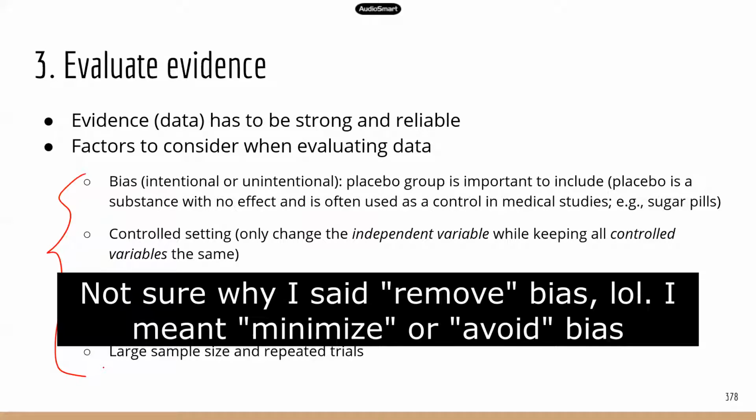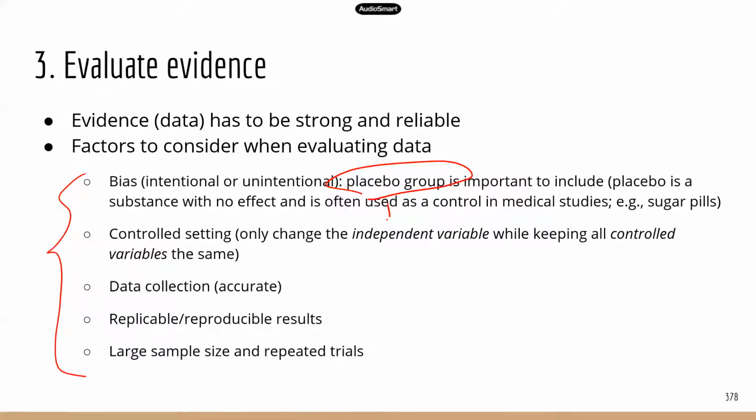And one good example of how to remove bias is a placebo, right? A lot of medical studies will include a placebo group. So let's say they're looking at the effect of a drug on heart health. They're going to divide the subjects into two groups, right? One is the placebo group, and the other one is the experimental group. They're going to give the experimental group the test drug, right? And then the placebo group will receive something of similar shape and color, but it does not have the drug. It does not have the active ingredient.